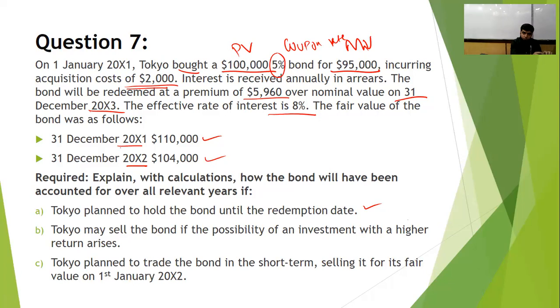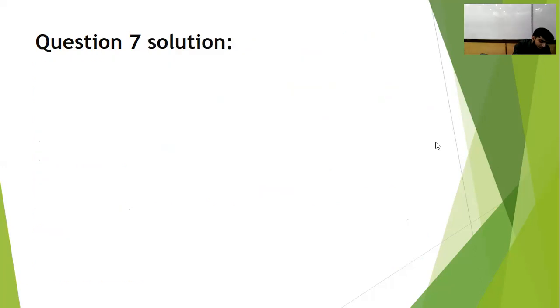So these are the possible wordings which the examiner can use in their question. You need to identify and memorize these kinds of wordings through which the examiner can ask you. That is, you may use amortized cost, fair value through OCI, or fair value through P&L. So we will solve this question under all these categories. Let us start with A, amortized cost.